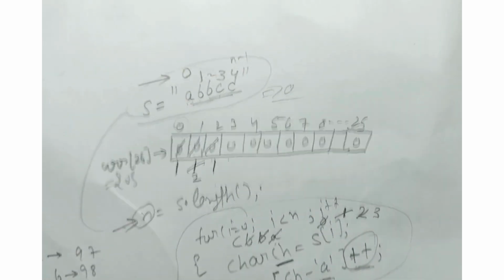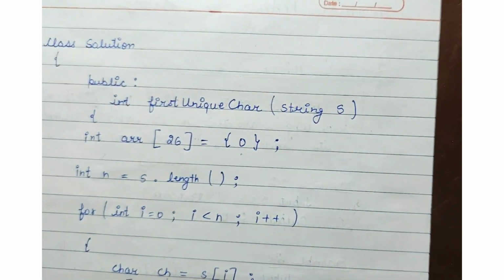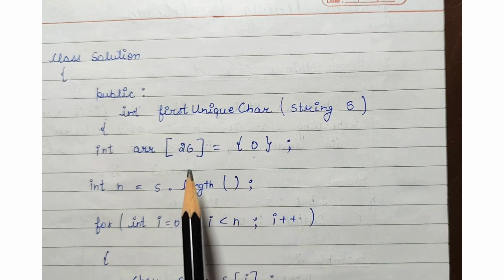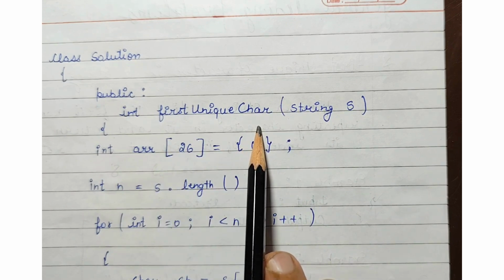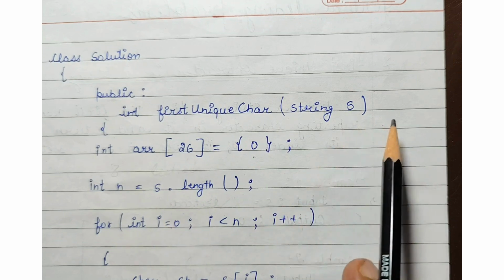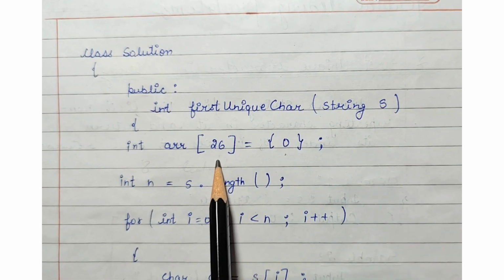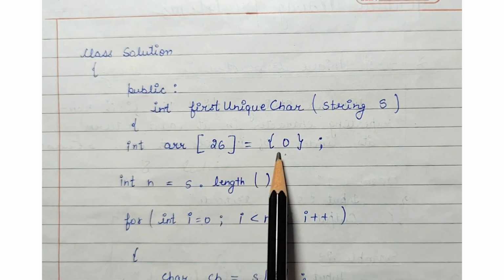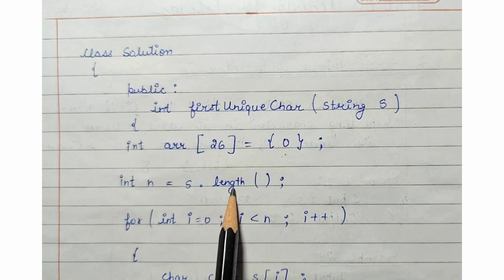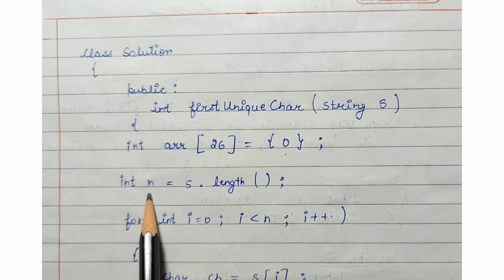So now we discuss the code. We have to complete this function. Okay, so firstUniqChar is a function, and string s is given to us as an input. First I create an array of size 26, and I initialize this array with value 0. After this, using the s.length function, we calculate the length of the string, and n represents the length of the string.